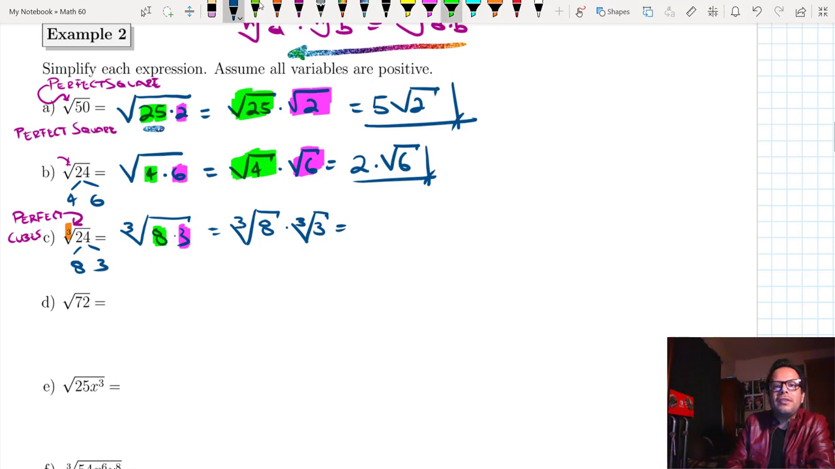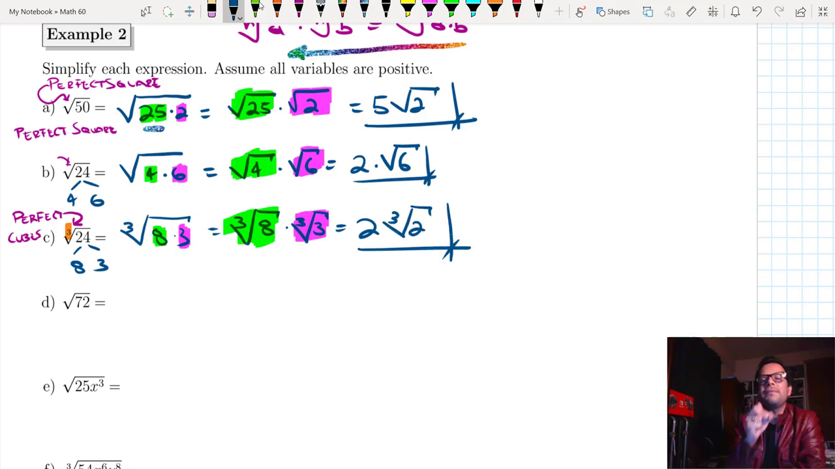Let me highlight the perfect cube, the one that we can evaluate, and I'm going to highlight with purple the one that we cannot evaluate. So the cube root of 8 is 2, and that times the cube root of 3. Okay, final answer.